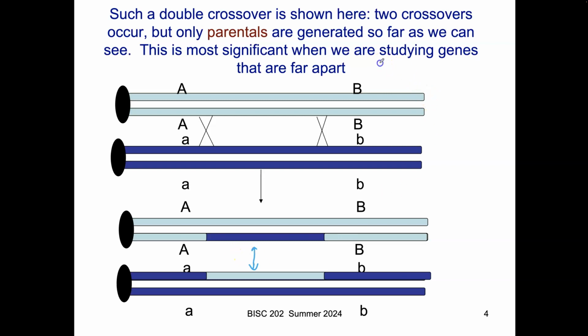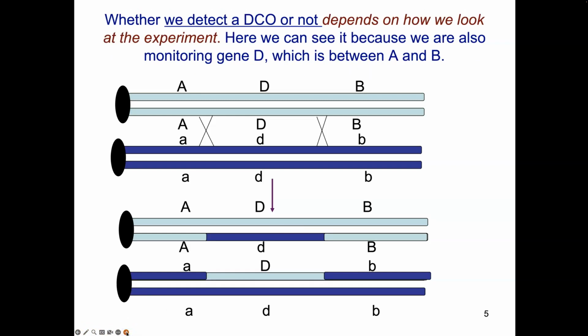But because we're stuck only looking at these two genes, we can't tell if the chromatid that produces the gamete looks like this one on top here, or looks like this one here. And they mean different things if we're trying to figure out how much crossover has occurred in the area between genes A and B. Okay.